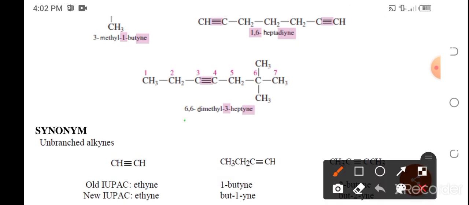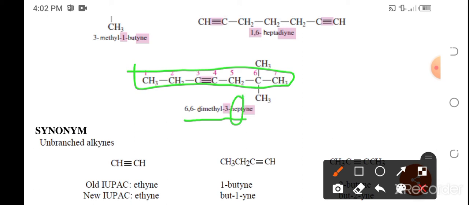Okay, 1,6-dimethyl-3-heptene. Parent chain has 7 carbon atoms, so that's hept. There's the triple bond, so there's the Y and E. The position of the triple bond is in between 3 and 4. So we are only writing the 3, omitting the 4. Because automatic, if there's 3, and therefore the triple bond is between 3 and 4. Okay?